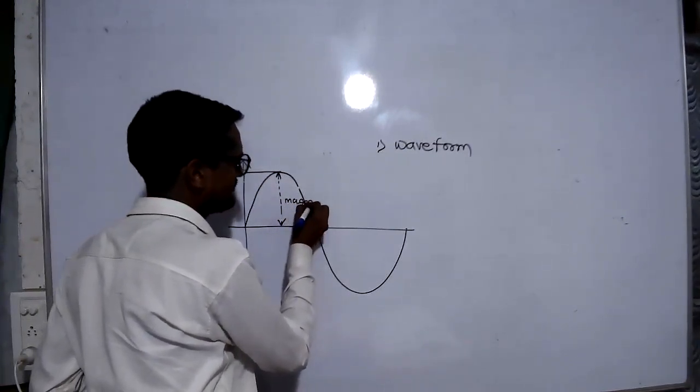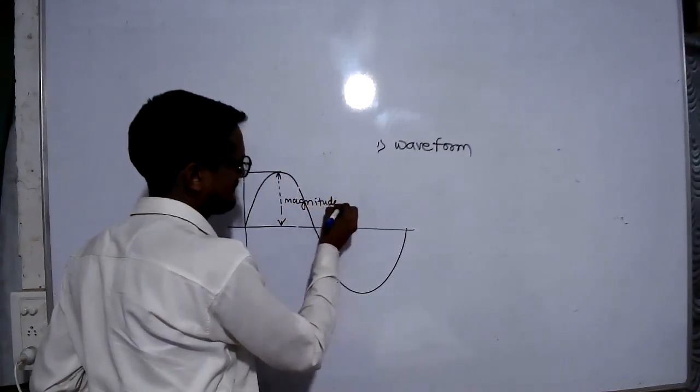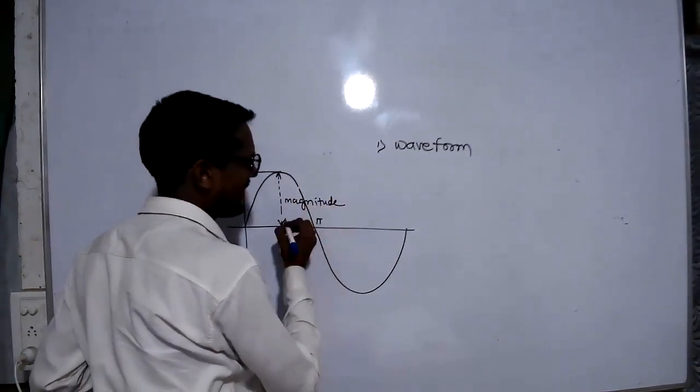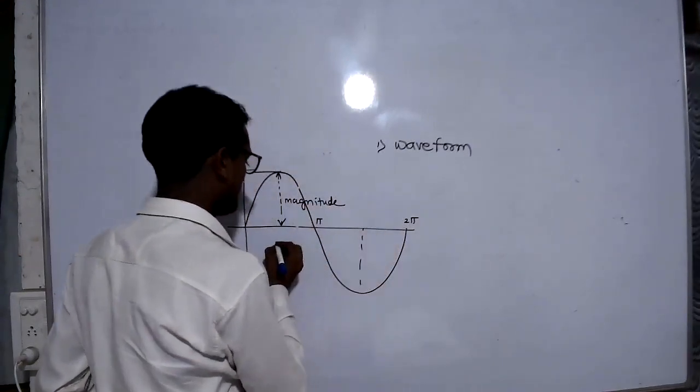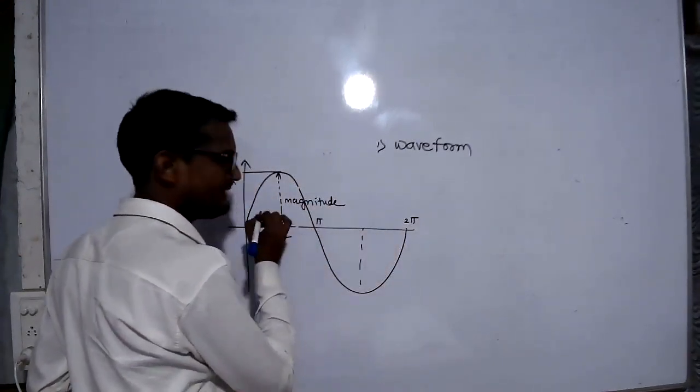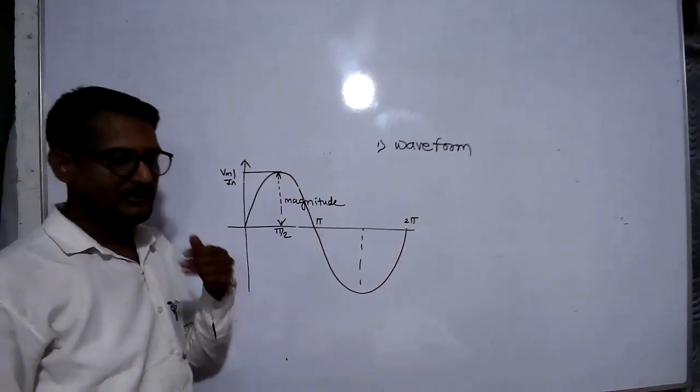Magnitude here, pi angle here, 2 pi angle. Okay, this is pi by 2 angle.